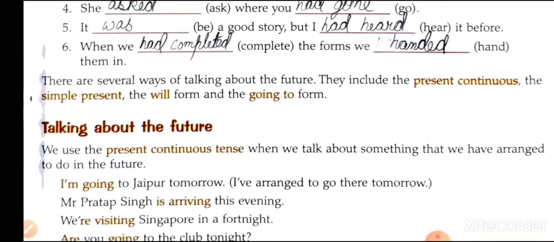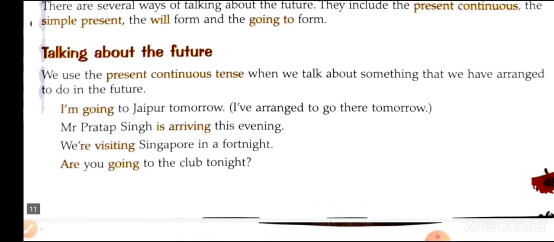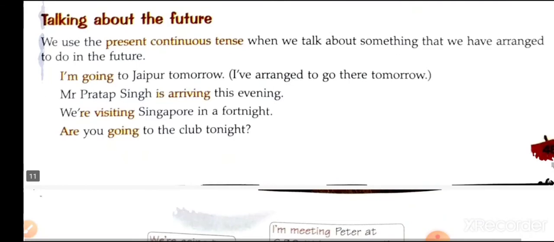There are several ways of talking about the future. They include the present continuous, the simple present, the will form, and the going to form. Talking about the future. We use the present continuous tense when we talk about something that we have arranged to do in the future.